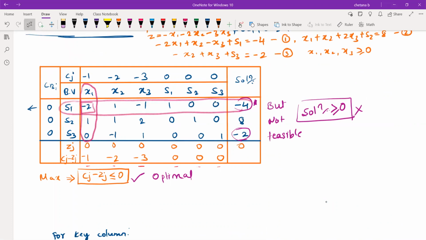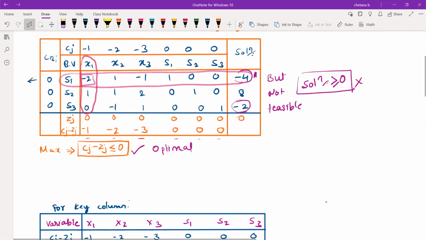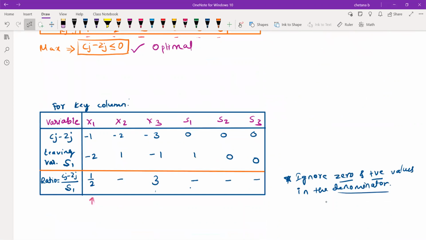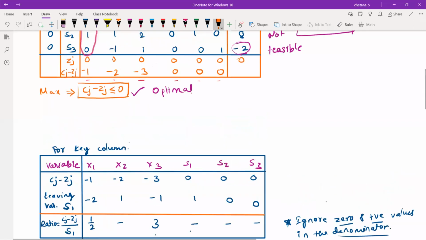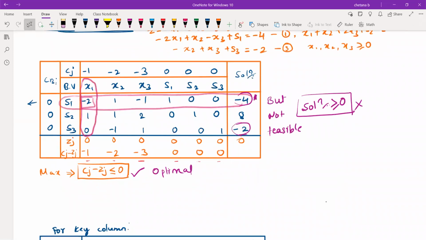So we have got the key column. How to get the key column? Out of these ratio values, you need to pick the minimum one. If it is with any of the variables, now this is with the x1 variable, so that x1 will be the key column. Wherever you have the intersection of key row and key column, that is the key value, that is -2.